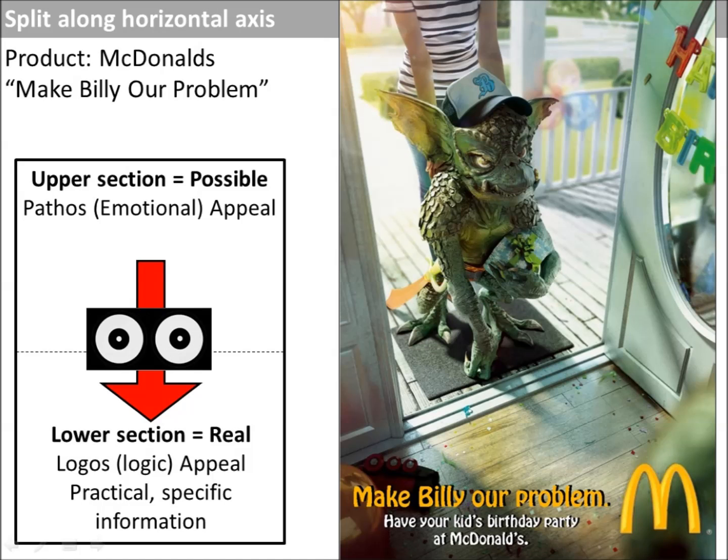Here's a second example of that same setup, this time a McDonald's campaign called Make Billy Our Problem. Here the pathos is a little bit different. Obviously it's a negative appeal to emotions. We have this slimy, reprehensible gremlin child in the top half of the image. But then if we move down, we see the appeal to rational logic. Make Billy our problem, have your kid's birthday party at McDonald's. Get rid of this horrible cleanup and all the work that accompanies a birthday party at your home, and instead let McDonald's take care of it, and they'll deal with all the damage afterwards as well. But again, we have the appeal to emotion at the top and then transitioning down to logic at the bottom.